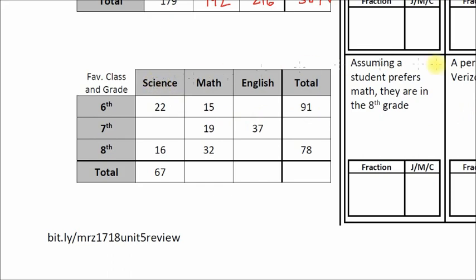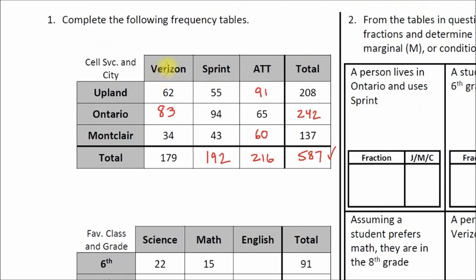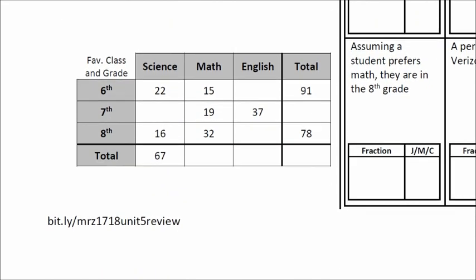Sorry, I didn't even mention the table. The table had to do with who is your cell service provider for 3 different cities. So it must have been a survey of people's mobile phone cell services. All right, this one has favorite class and grade. So depending on what grade you're in, what is your favorite of these 3 classes?